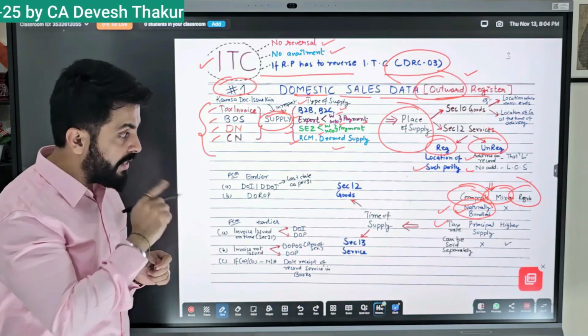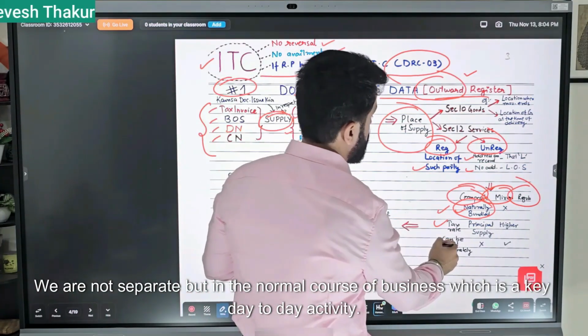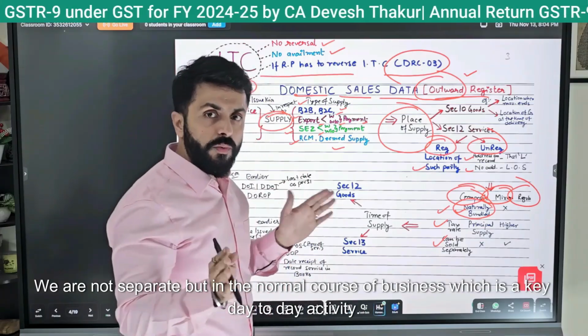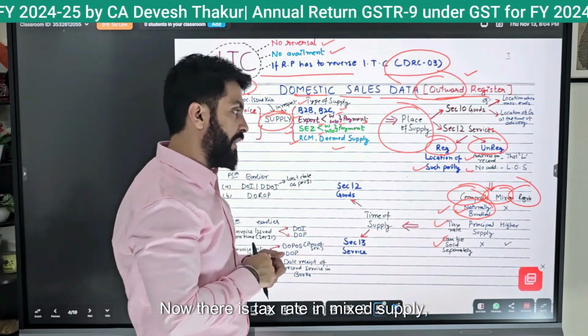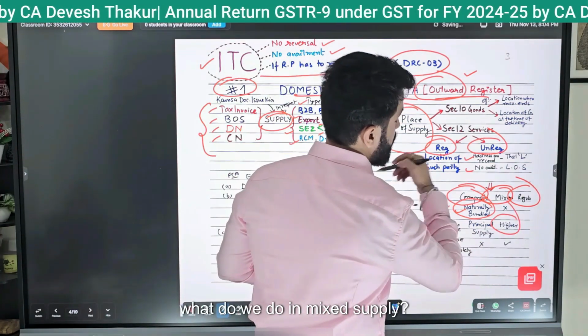Can they both be sold? We are not separate, but in the normal course of business, which is a key day-to-day activity. In a normal scenario, we don't sell them separately. Now there is the tax rate in mixed supply. What do we do in mixed supply?